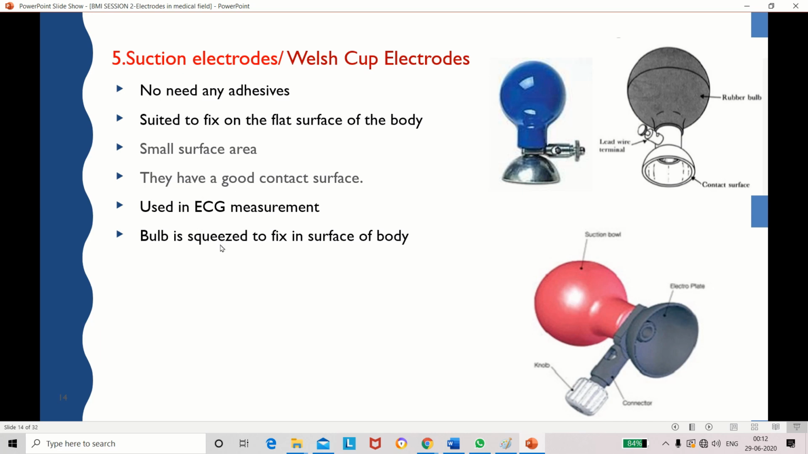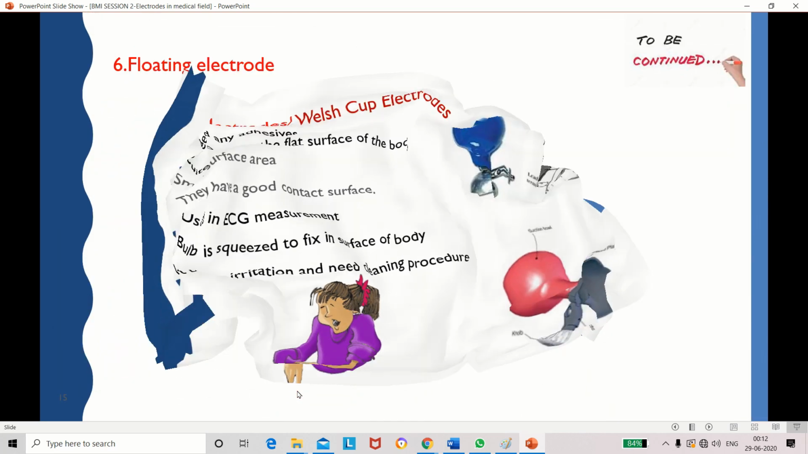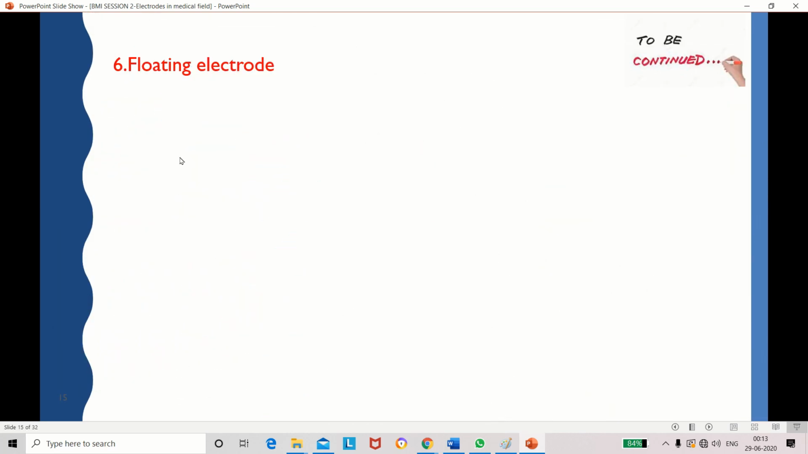So the bulb should be squeezed. That means we have to give some press to the bulb so that we can fix the electrode on the surface of the body. The main drawback is, if you are fixing on the surface of the patient, it may give some irritation to the patient. That's the main drawback. So it needs more cleaning procedure. Now we are moving to the floating electrode.